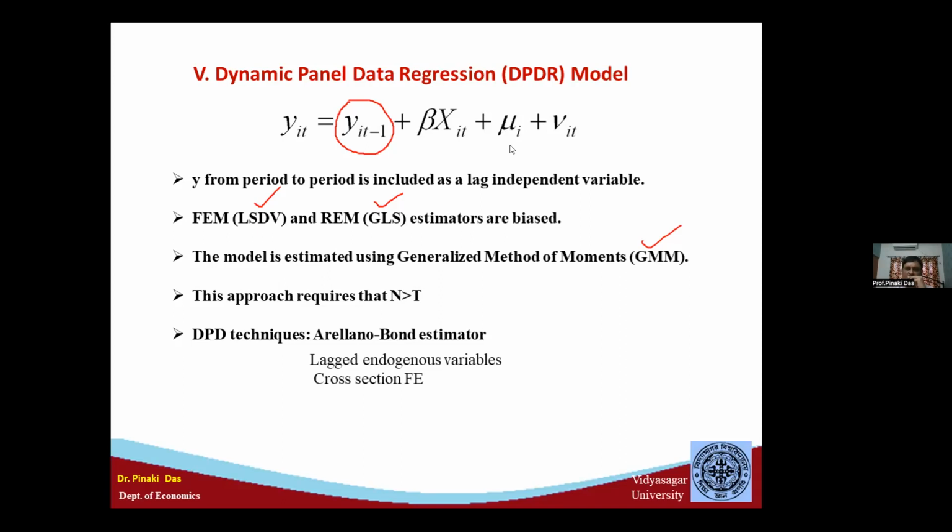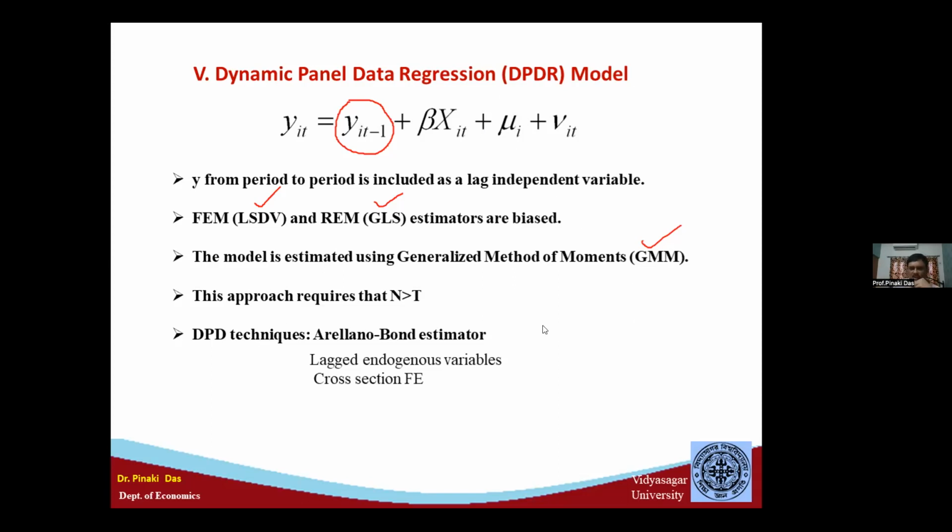And in this particular type of model, that is the dynamic panel data regression model, Arellano and Bond developed the estimation procedure by using the GMM. In their version of the estimation of dynamic panel data regression model, they consider the lagged endogenous variable as well as the cross-section fixed effect. The cross-section fixed effect means mu_i. This mu_i is treated as the individual effect. If we consider this as an estimable parameter, then it is called the cross-section fixed effect.